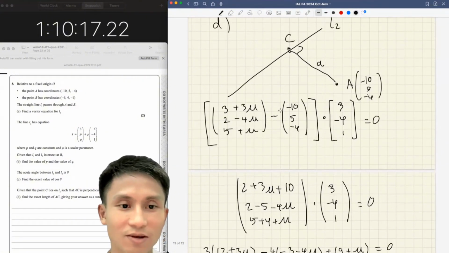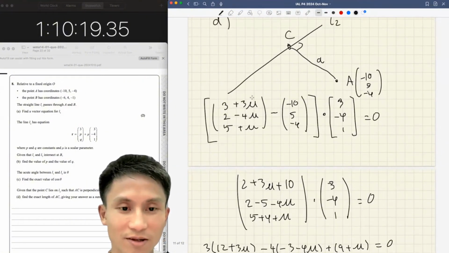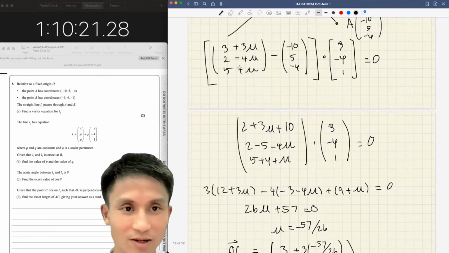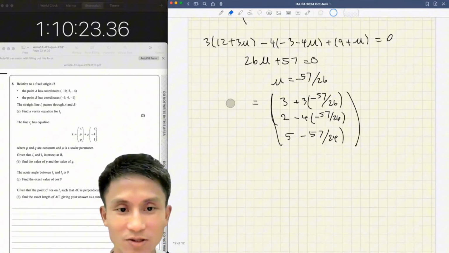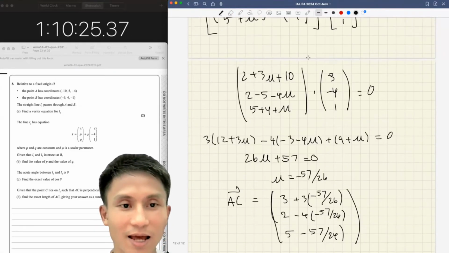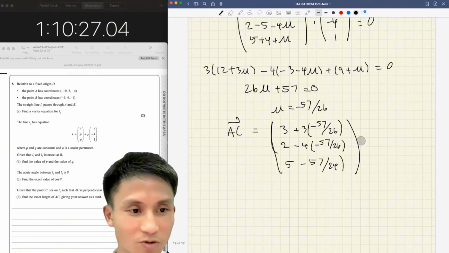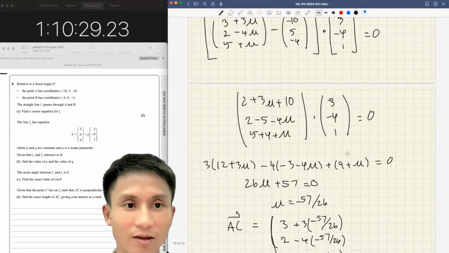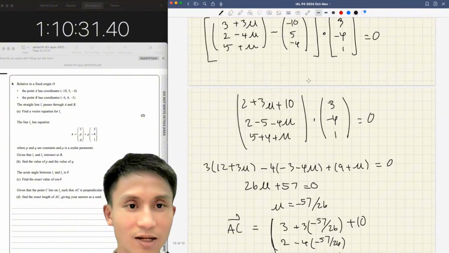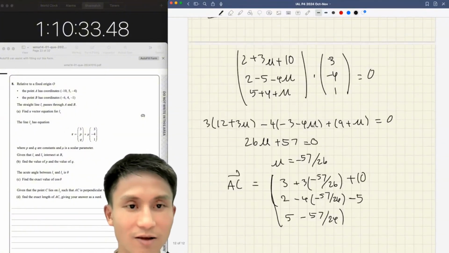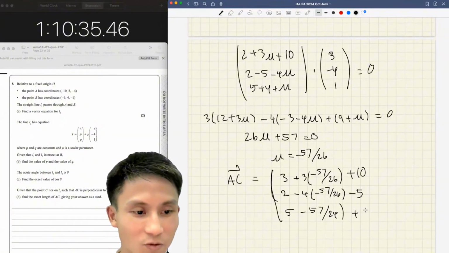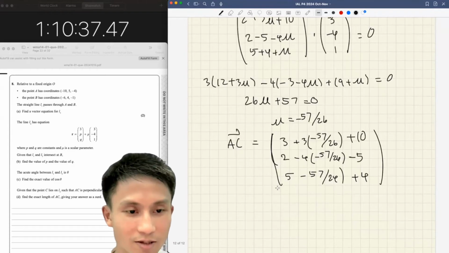If we want to find the length, wait, hang on. We can just find AC and do Pythagoras. Yeah, okay. So this is AC instead. And we're going to also include that. So that's going to be plus 10 here. And this is going to be minus 5. And this is going to be plus 4. That's horrible.